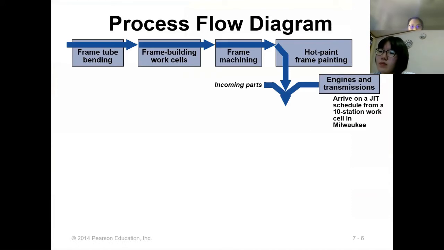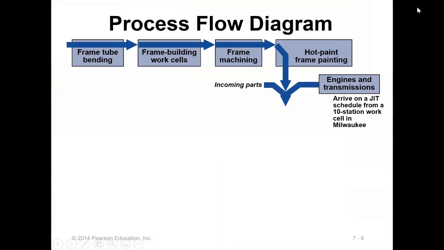Right. So basically, in a repetitive process, in Harley Davidson, this is the process flow diagram. You don't have to worry about all these engineering words, but you have an idea. Frame tube bending, then it will go to frame, the frame of the bicycle, motorcycle. So frame building work cells, and then go to machining.